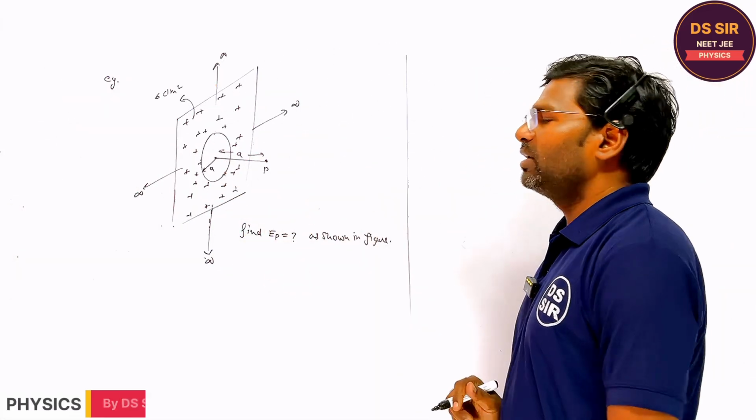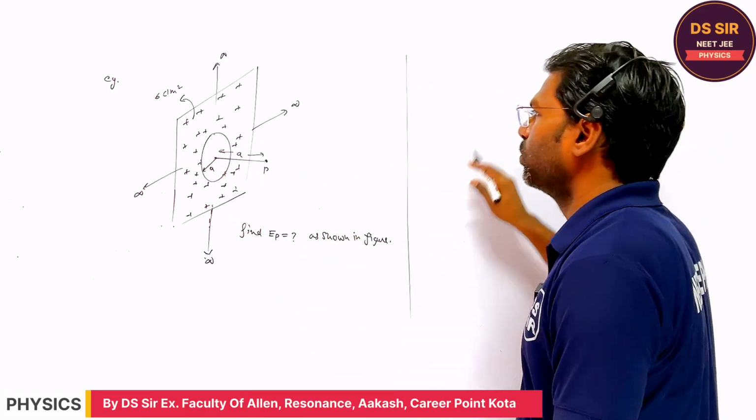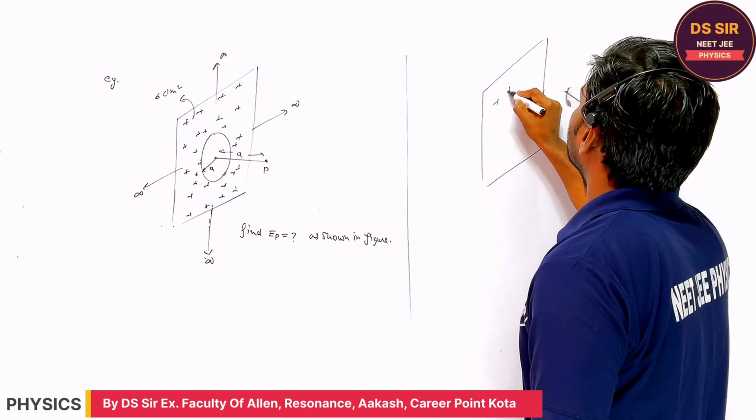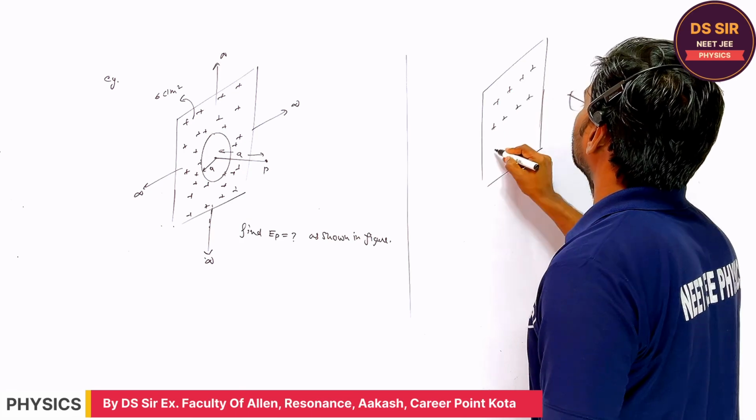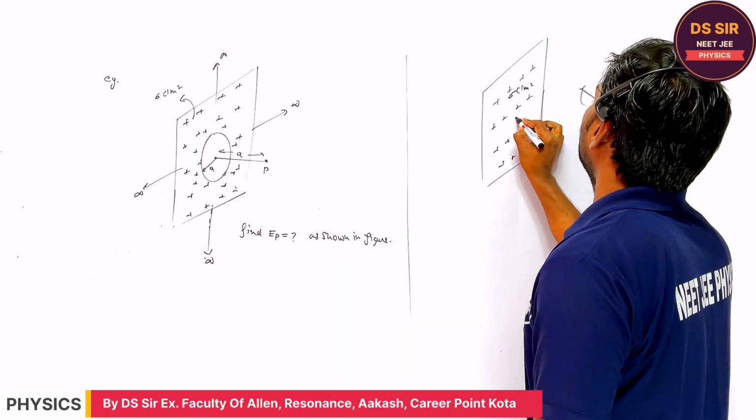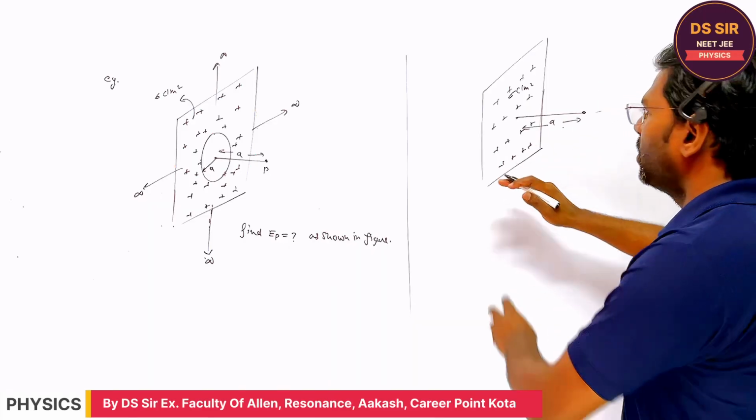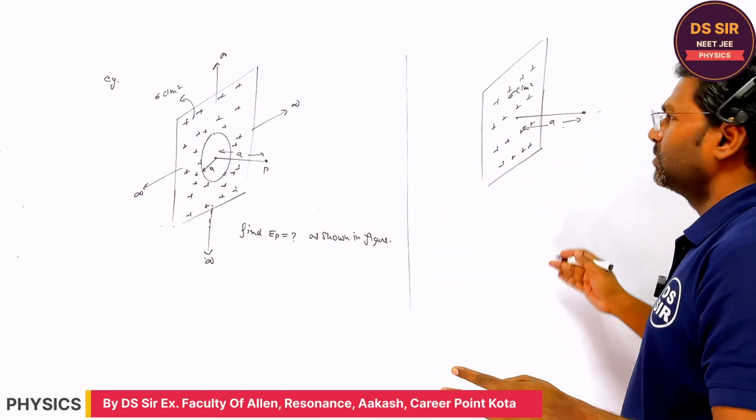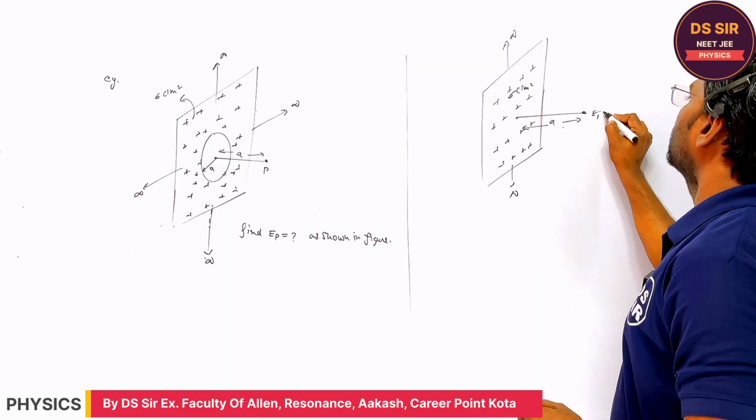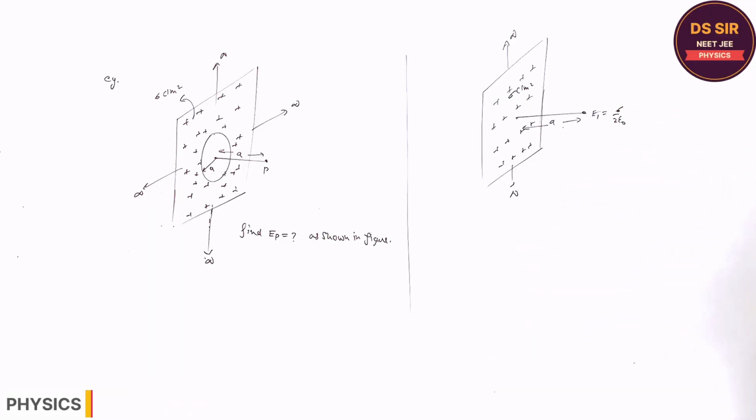To find the electric field due to this sheet having some disk removed, first you will write the electric field for the complete sheet. This is the surface charge density, sigma coulomb per meter square. What is the electric field? It does not depend upon this distance A. If the sheet is complete and tending to infinity, the electric field is sigma upon 2 epsilon naught. Is it clear or not, you tell?